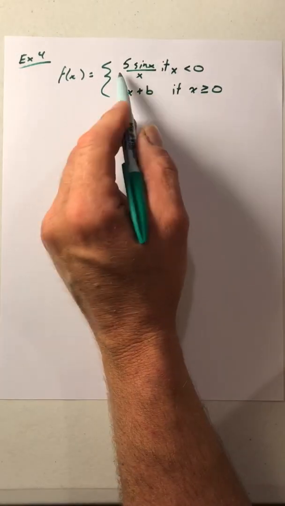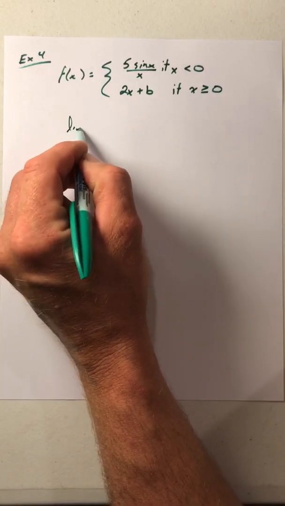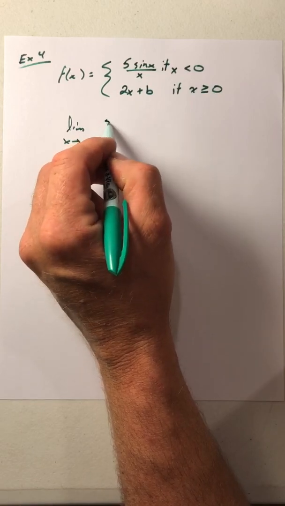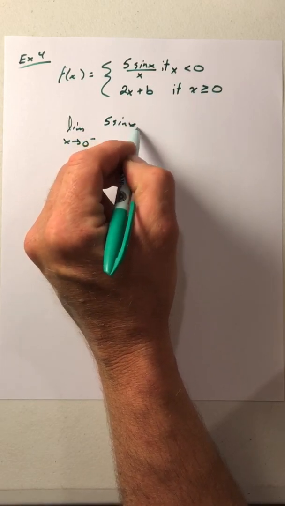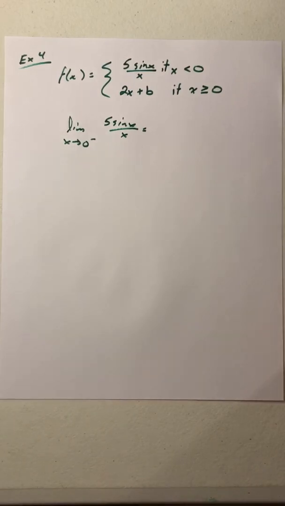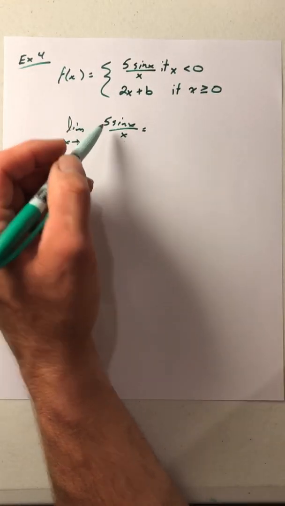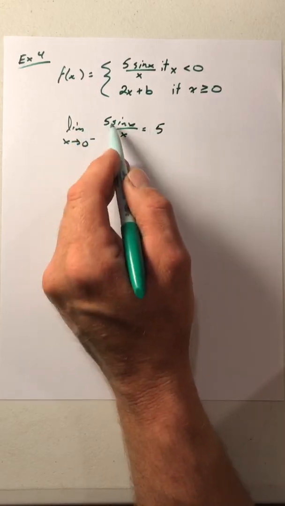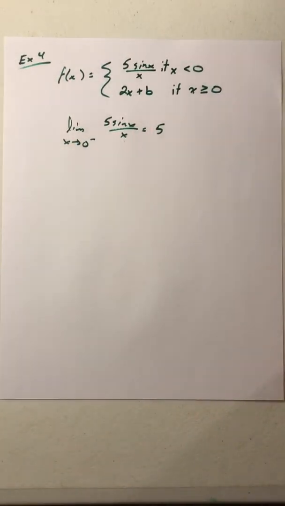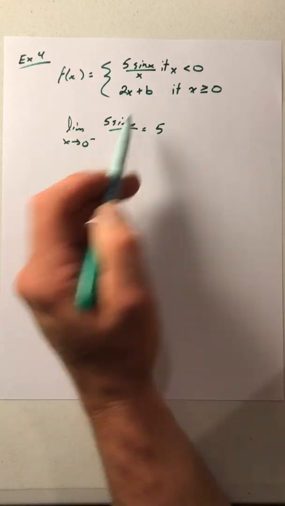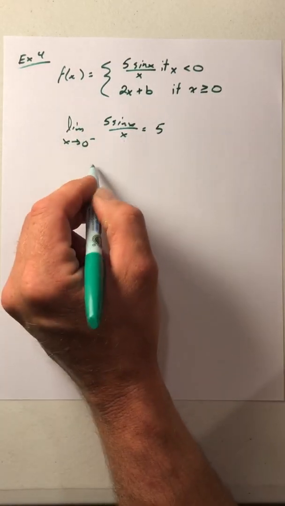What do I know about the left side of the limit? So the limit, as x approaches 0 from the negative side of this function, I'm looking at 5 sine of x over x. Hopefully we remember our limit rules and definitions. By definition, as x goes to 0 of the sine of x over x is 1. So this limit is going to be 5 times 1, or 5. So I know the right side of this also has to equal 5 when x equals 0.